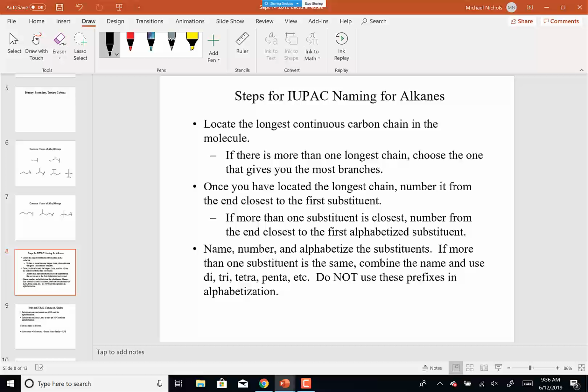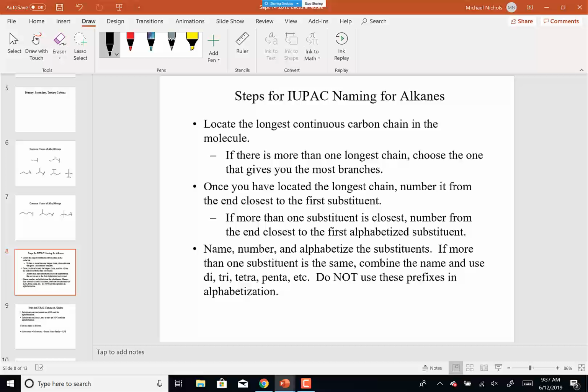Once you've located the longest chain, number it from the end closest to the first substituent. So I want the first substituent to get the lowest number, but then there's tiebreakers here. If more than one substituent is closest, then you number from the end closest to the first alphabetized substituent. Let me take a step back, because there's actually another tiebreaker that isn't here. What if, coming in from both ends, there are two substituents on one side and one substituent on the other? The two substituents win. It doesn't matter about alphabetization. If there's one and one or two and two, then the first alphabetized substituent from the end wins the priority. So if there's two at one side and one at the other, that two automatically wins. After that, we go to alphabetization. And then we number the substituents.